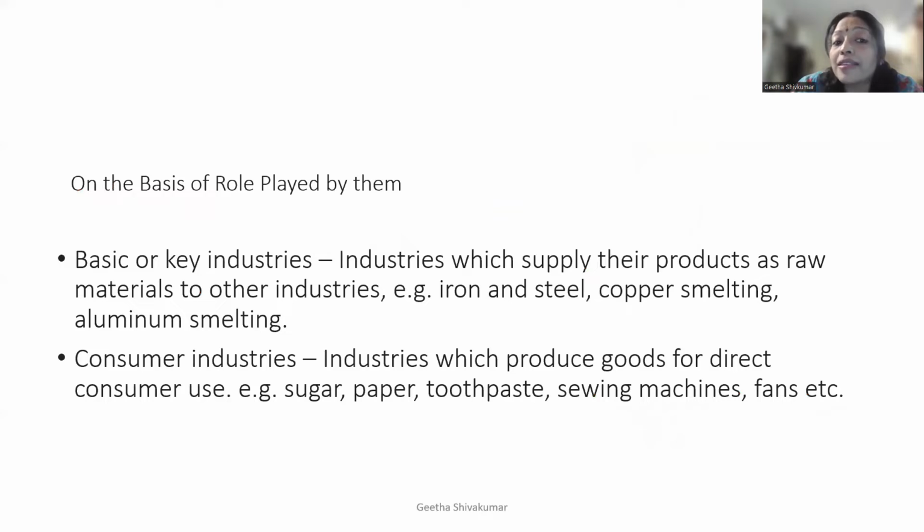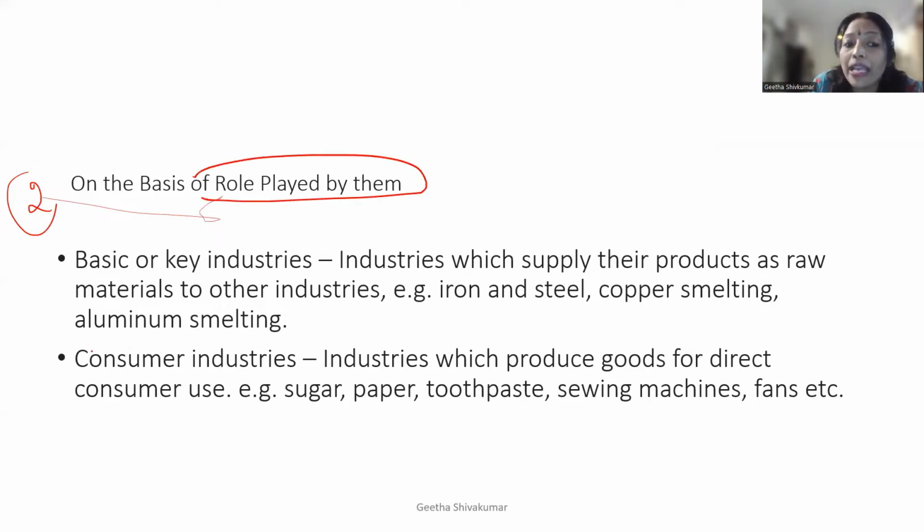Next, on the basis of role played by them. What is the role played by them? First we have seen how the classification is done on the basis of raw materials. Now we are going to see on the basis of role played by them. So basic or key industries, one and the same. And the second one is consumer industries.